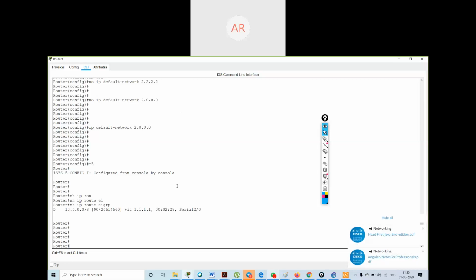Yes, sir, I have a question. When to use redistribute and when to use default originate? Is there any preference or logical difference that we have to keep in mind? Redistribute we use in a large network. Whenever we are having a large network, then we use redistribution. Redistribution is a different concept.